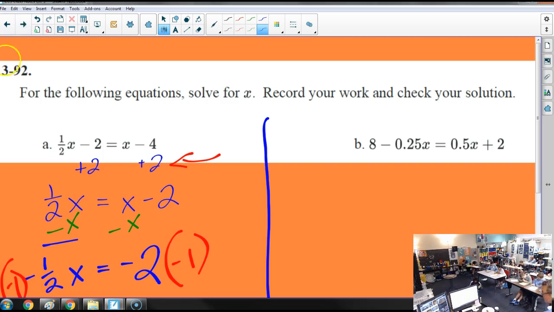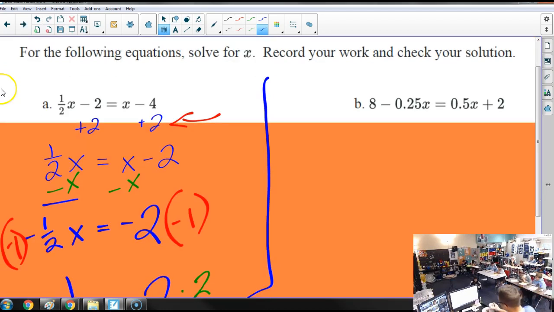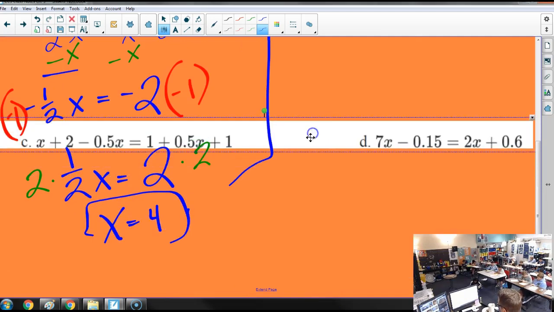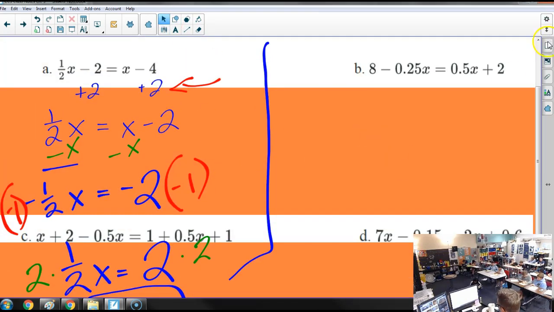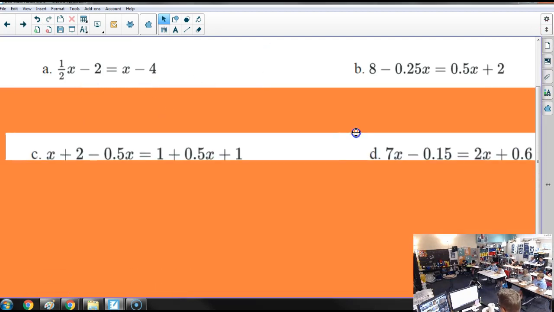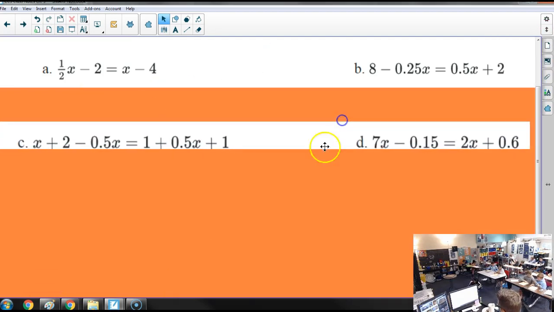Also, if you don't have your packet here, I'll bring this back up or something. Remember, every equation that is set up like what we have has 4 correct steps that you could take. But before we get there, like in a situation like C, clean it up. Right? Clean it up. Put together like terms.